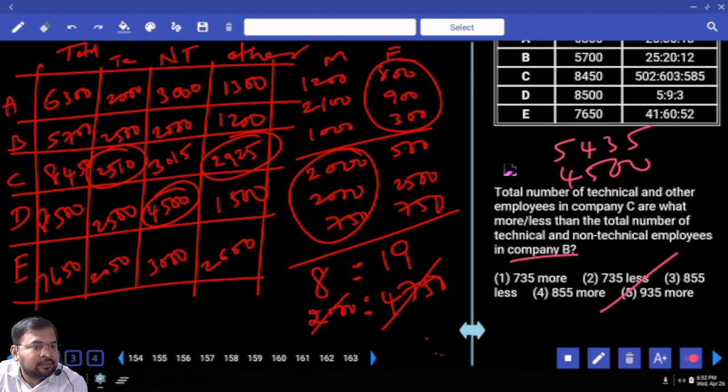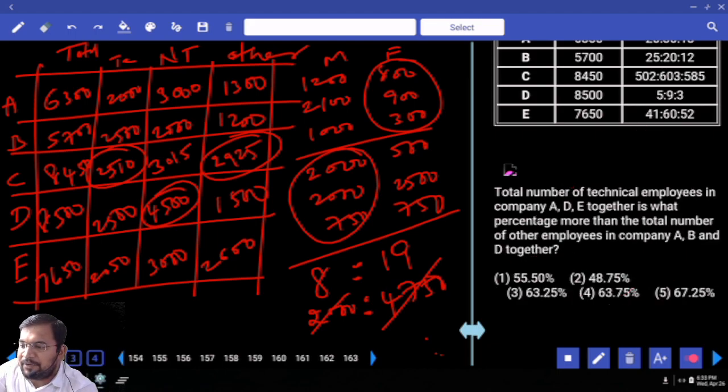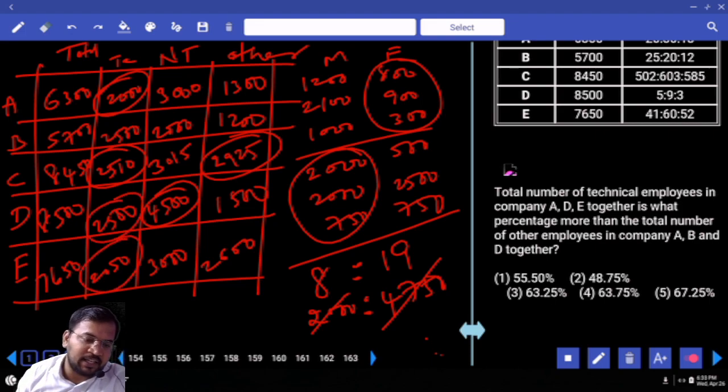Are you ready? Next, the total number of technical employees in companies A, D, and E together. A, D, E technical, so together is what? 6550.